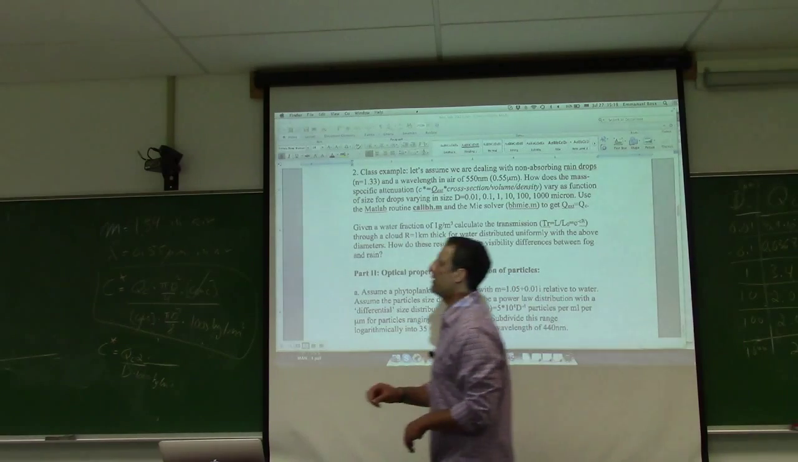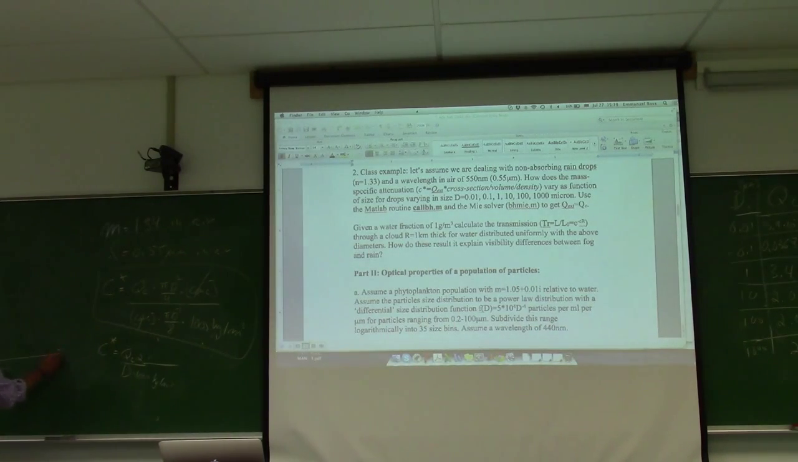Okay, so if I have to plot it as a function, this will be diameter. I'm starting at 0.01, so it's going to be logarithmic. 0.1, 1, 10, 100, 1,000. And here I'm going to have, similarly, 10 to the minus 7, let's do 10 to the minus 6, 10 to the minus 5, 10 to the minus 4, 10 to the minus 3.